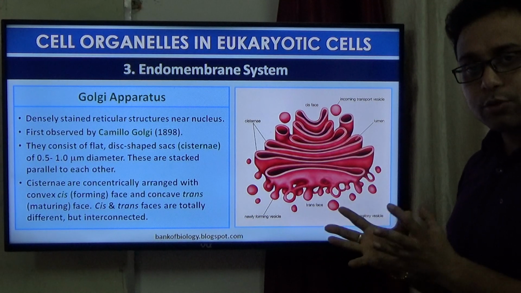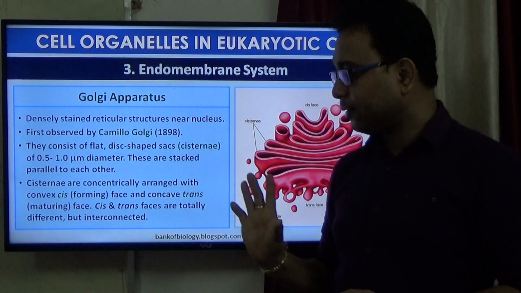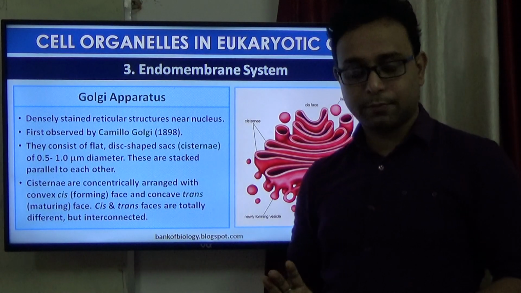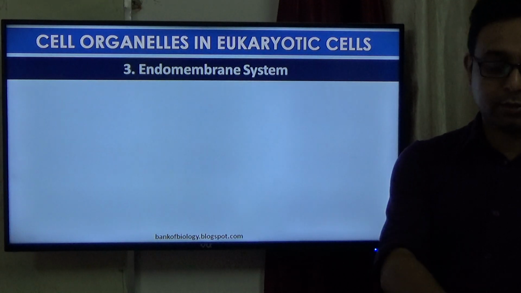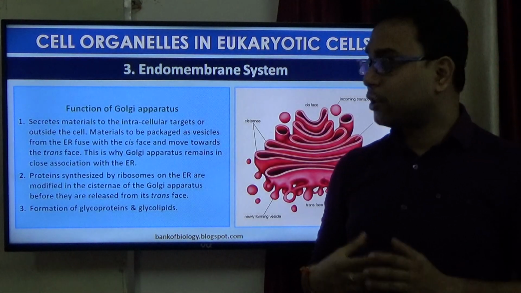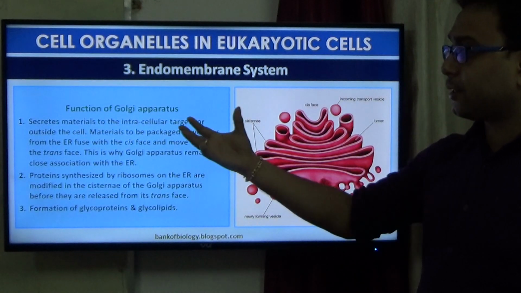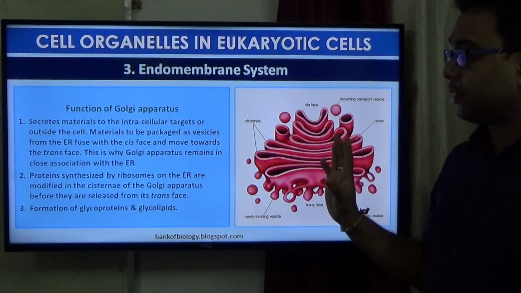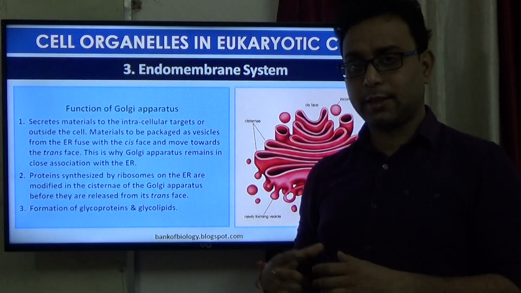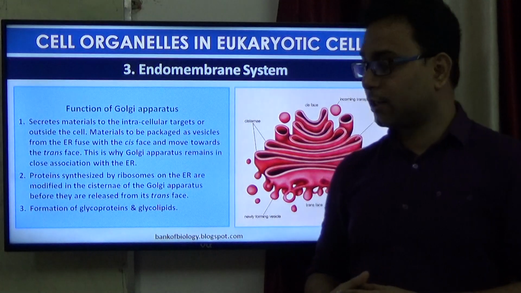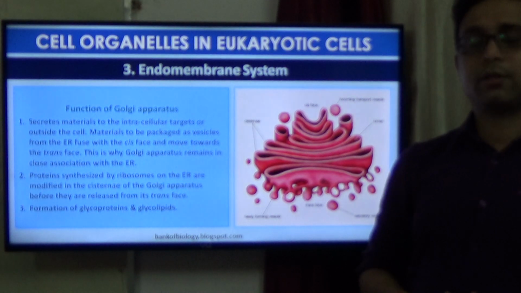Right? You understand these two terms, the cis and the trans. Next we discuss the most important functions of the Golgi complex. The Golgi complex ultimately secretes the material, the intracellular ultimately targets, inside the cytoplasm, and also secretes some materials to the outside of the cell.